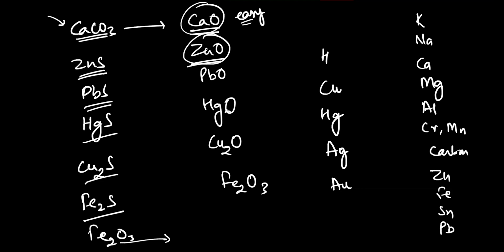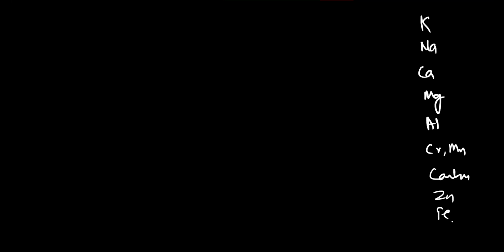Now we did different steps. Like by simple roasting, this is potassium, sodium, calcium, magnesium, aluminium, then chromium and manganese. Then we have carbon. Again, I'm just going to write it: carbon, zinc, iron, tin, lead, then hydrogen, then copper, then mercury, then silver.